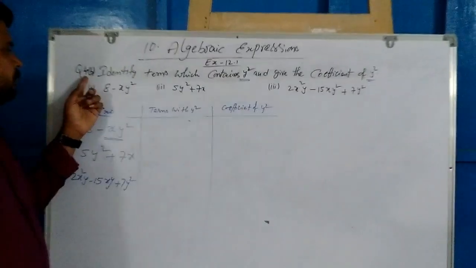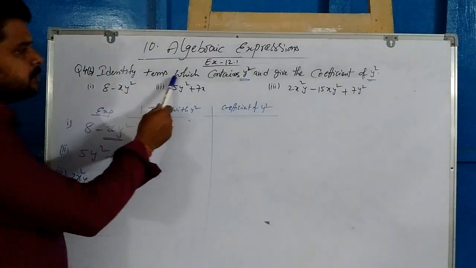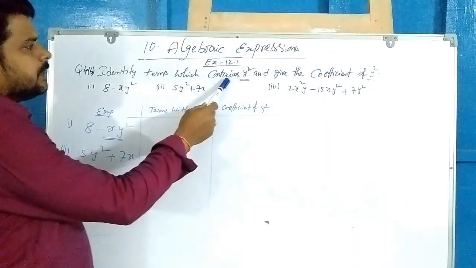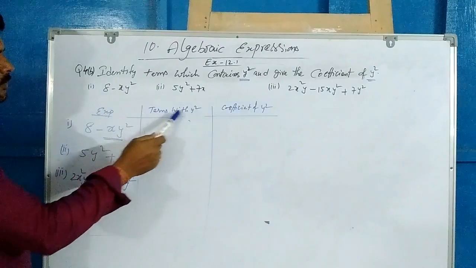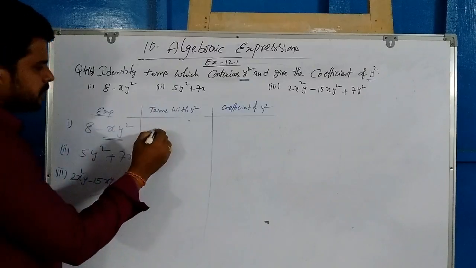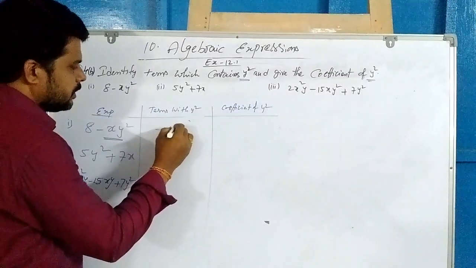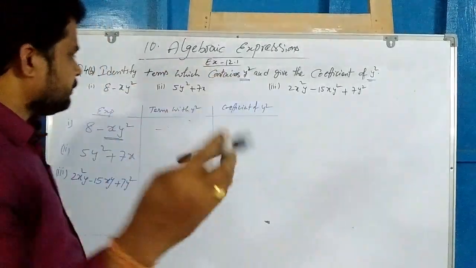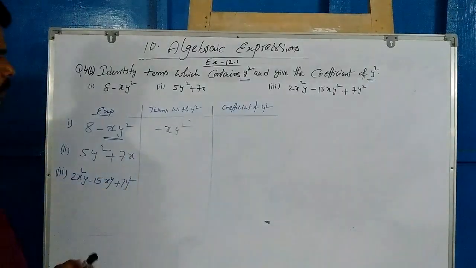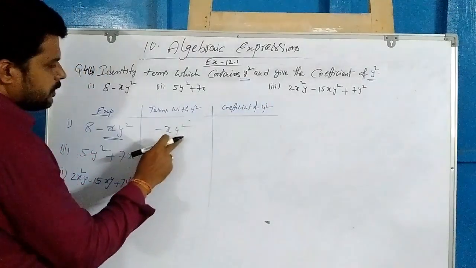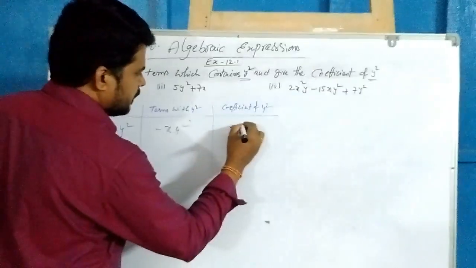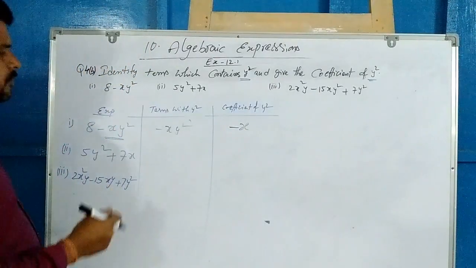So in the same problem, fourth one, part B: identify the terms which contain y square and give the coefficient of y square. First we need to find the terms that contain y square. In the first one they give 8 minus xy square. So the y square term is minus xy square. In minus xy square, what is the coefficient of y square? y square is multiplied with which term? y square is multiplied with minus x.